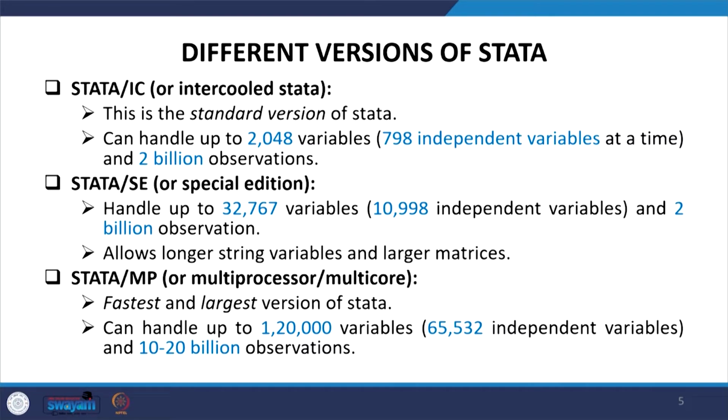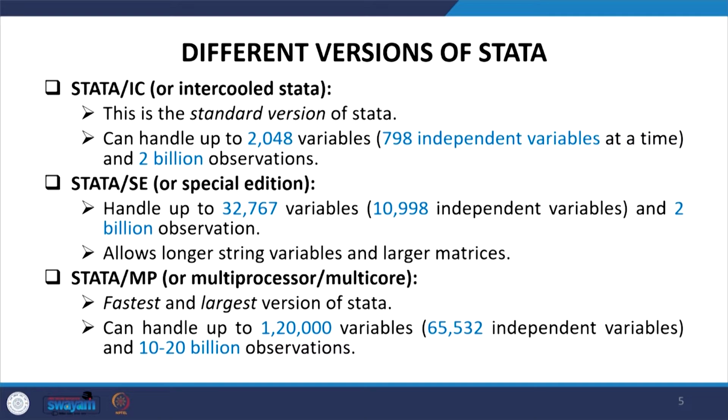Whereas the special edition of STATA, in short called SE, handles up to 32,767 variables, of which 10,998 are independent variables, and 2 billion observations can be handled with STATA. This allows longer string variables and larger matrices. That is another advantage of the SE version.